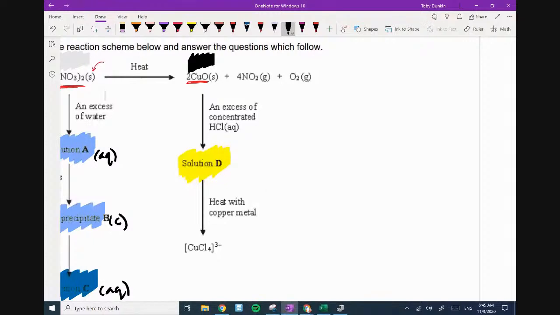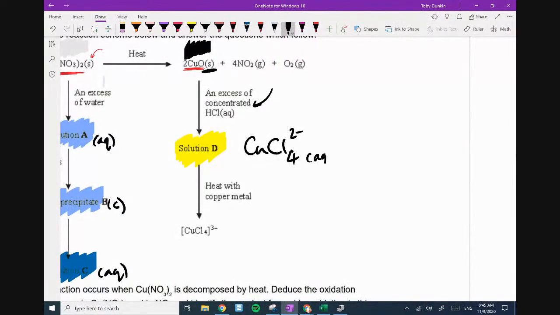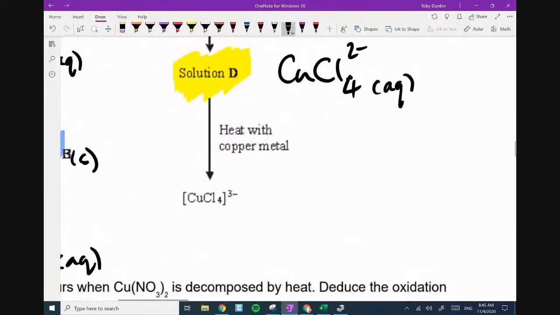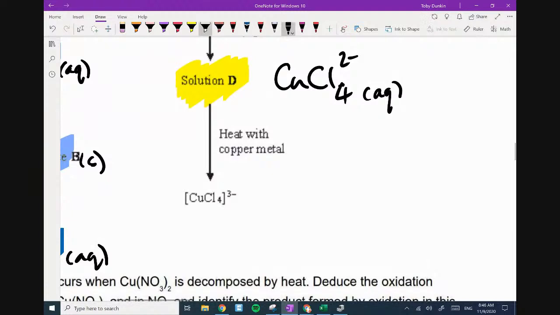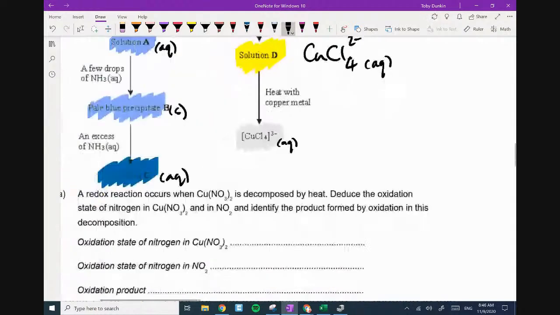The reason being is we started off with a solid. This was never actually the hexaaqua. And concentrated hydrochloric acid has very little water in it. So you're much more likely to see a yellow solution. And that, of course, is going to be the copper 2 tetrachloride complex. And that's aqueous, of course. And then heating it with copper metal. We're going back to white again. I love that. And that's going to be a colorless solution. The reason being is it's becoming copper 1+.